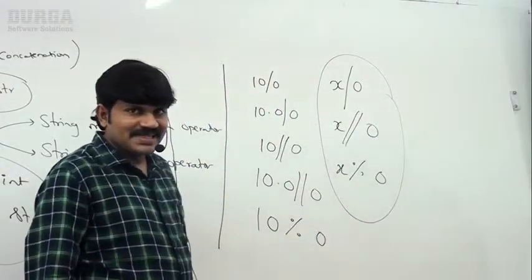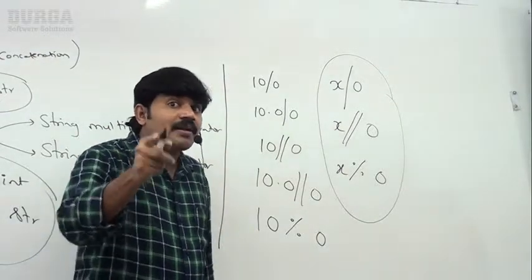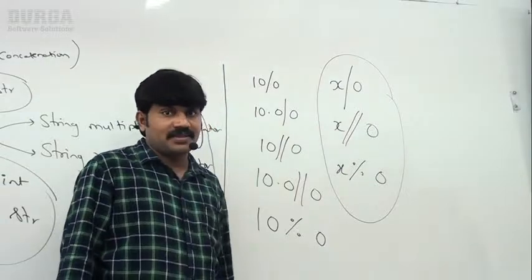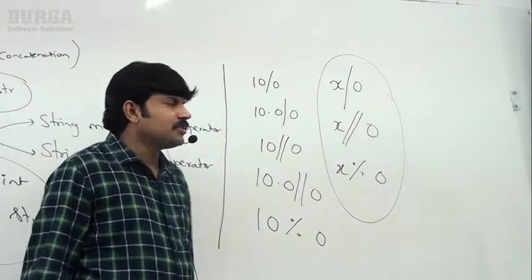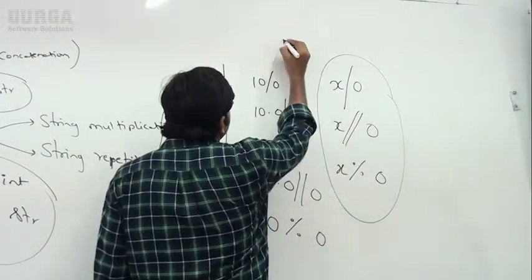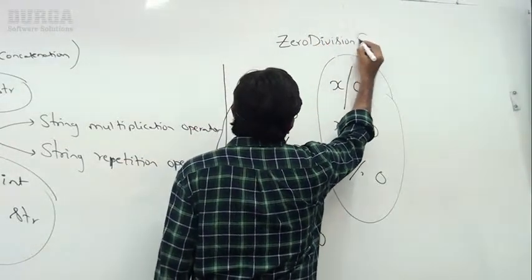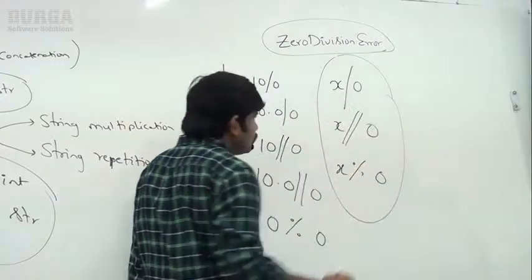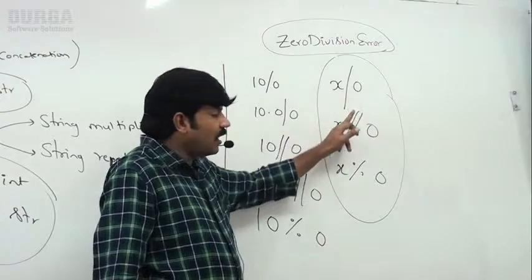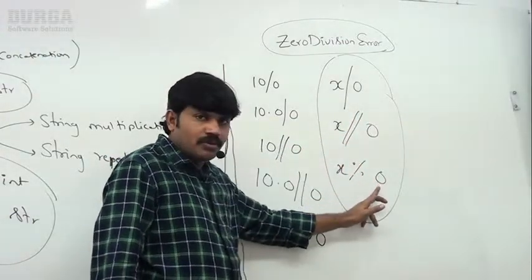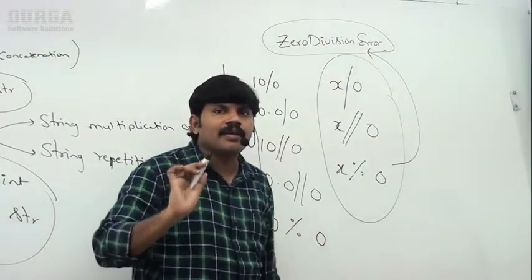What is the result? Yes friends, what result are we going to get? The people who are coming from Java background, you are getting arithmetic exception. Have you remembered arithmetic exception? But in Python we are going to get a different exception. What is that? ZeroDivisionError. Can you please spell out what error we are going to get? For any x value by 0, or floor division 0, or modulo 0, the result is always ZeroDivisionError.